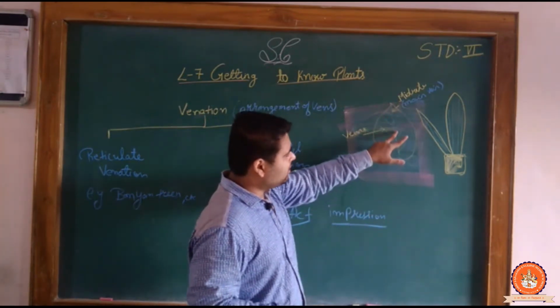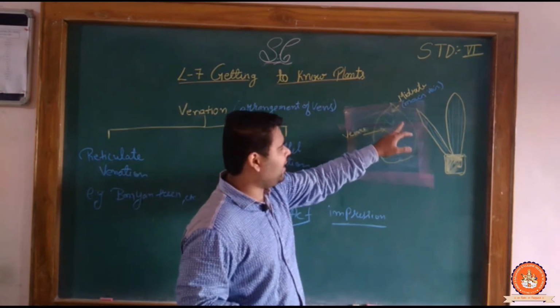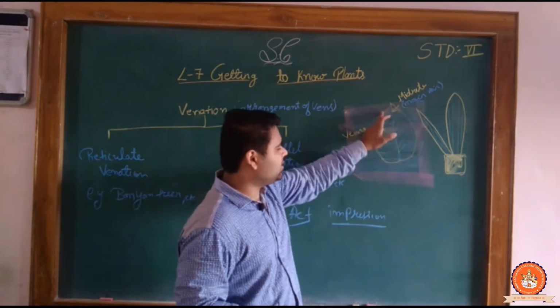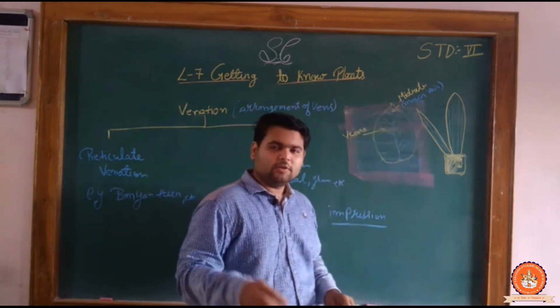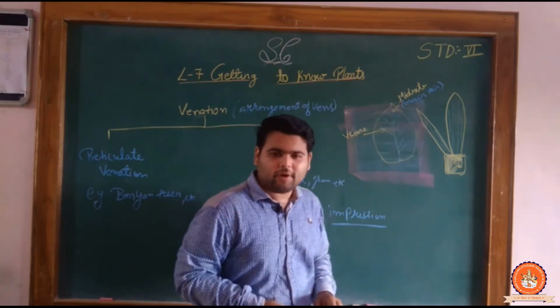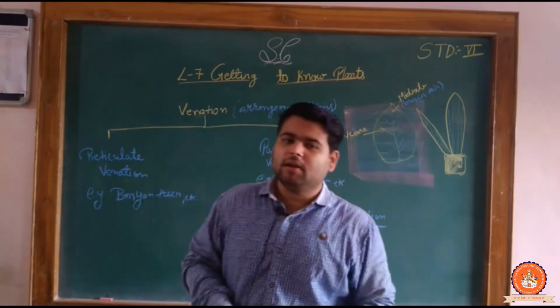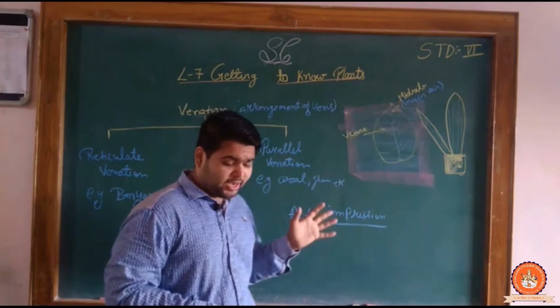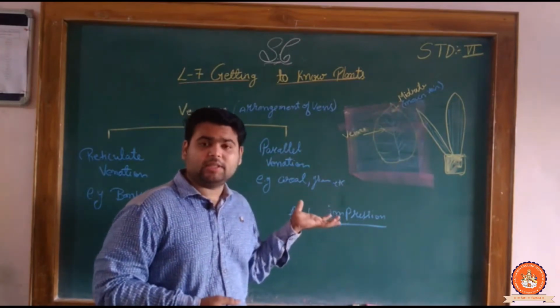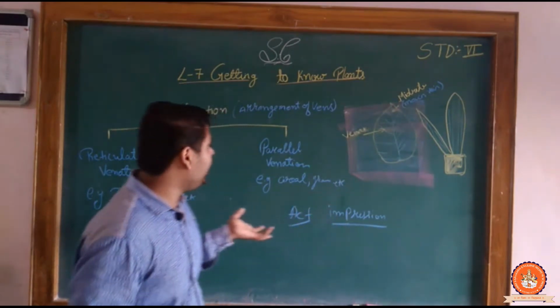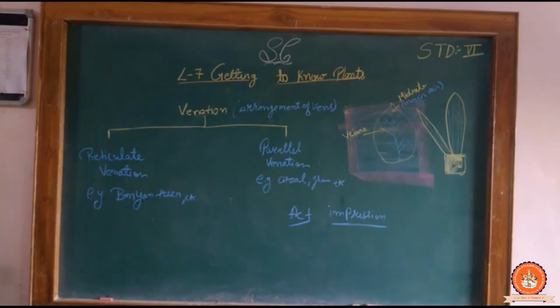When we get that mirror image, from it we get the idea that this is our vein, this is our midrib, this is the leaf blade. So this is one simple activity. Write it in your book so we can move to the next slide.